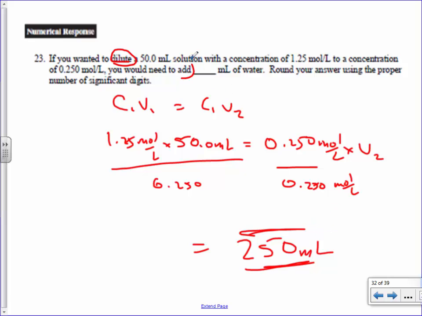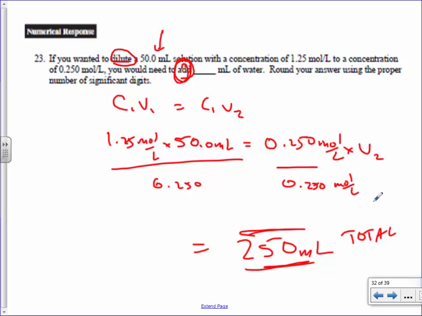It has one word right here. The question is, how much water should you add? You already have 50 milliliters. And this right here is the total. So you want a grand total of 250, but you're starting with 50. So how much water do you add? You only add 200. It's slight.